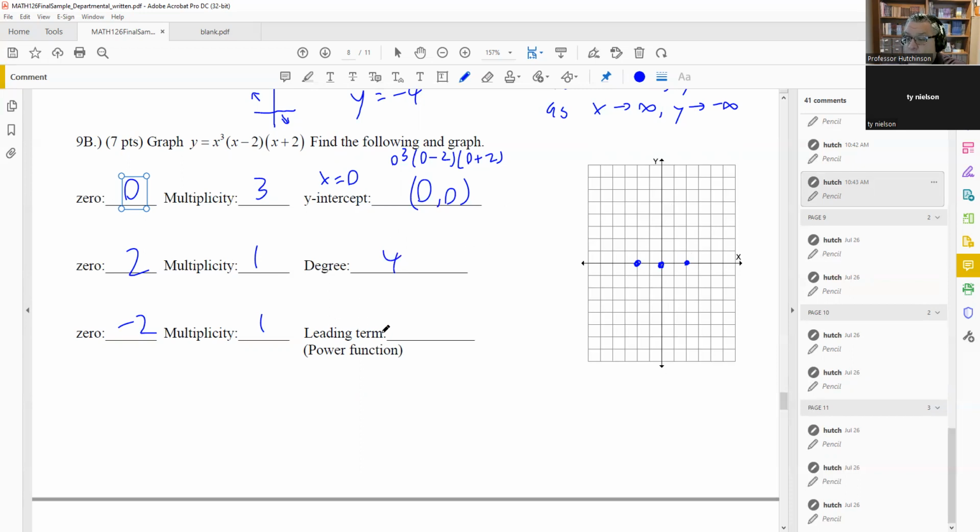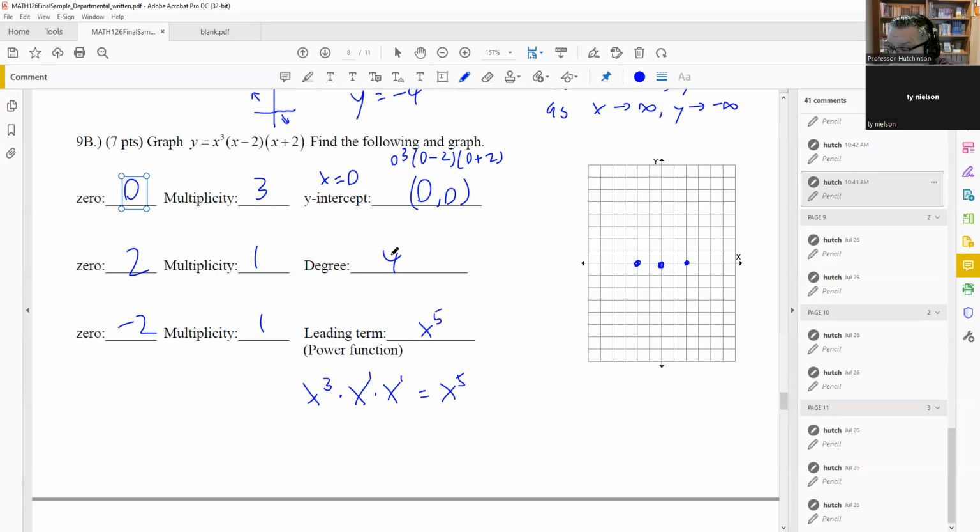Okay, now the leading term, the power function, this is your first term here. To do this, we're going to take each of these things that's being multiplied together. I have an x cubed. This is something that has an x in it. This is something that has an x in it. When you multiply, you're going to add the powers. These have power of 1.